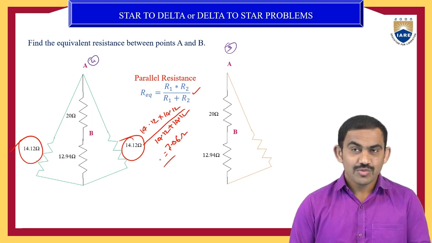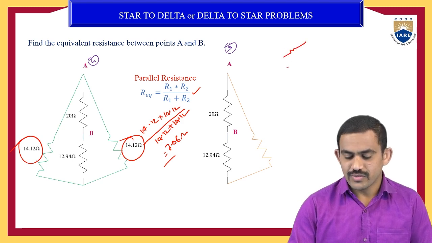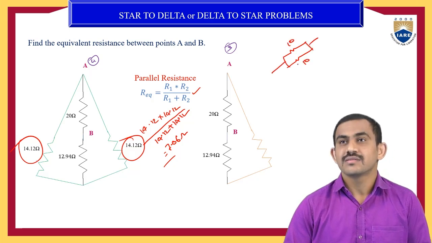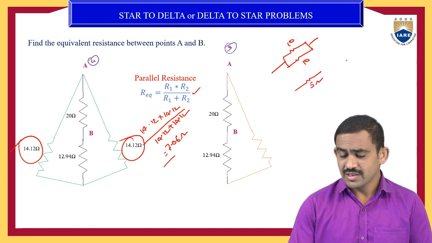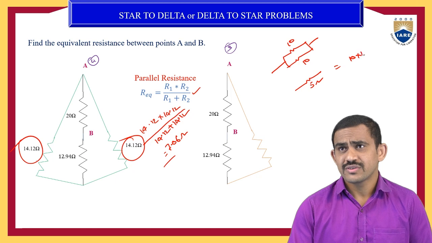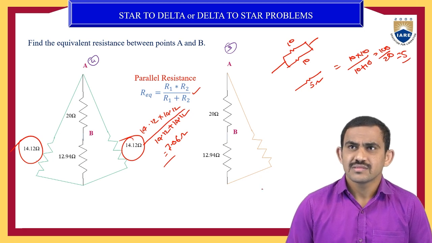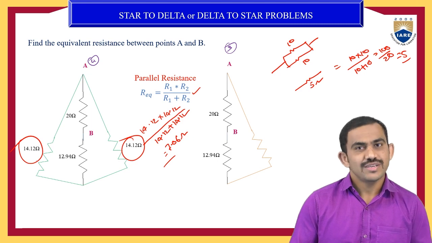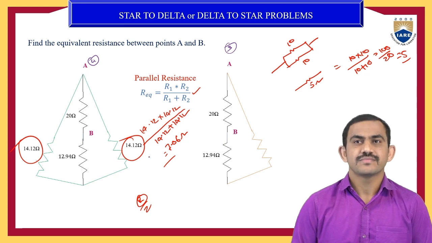Why? Here one more logic is there. Just remember that logic. When two resistors have the same value, like 10 and 10, then we directly get 5 ohms. Otherwise just substitute those values: 10 into 10 by 10 plus 10, so 100 by 20 gives 5. So when resistors of the same value are both in parallel, we get R by 2. Directly we write R by 2.